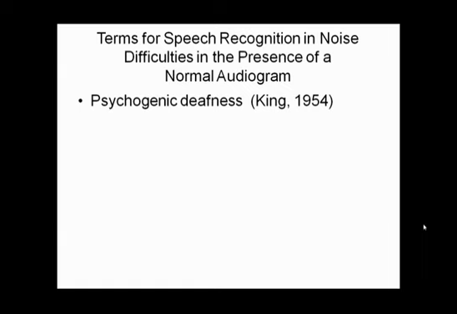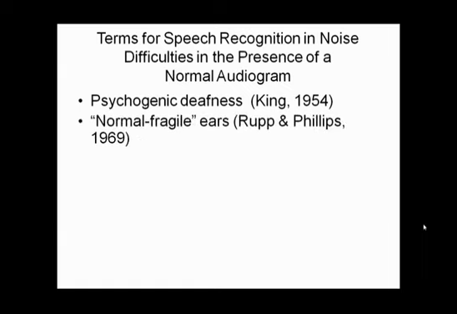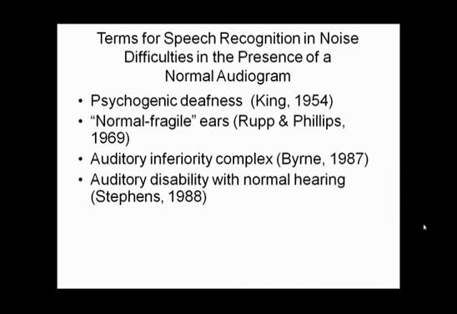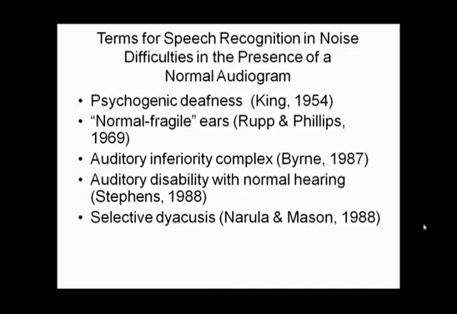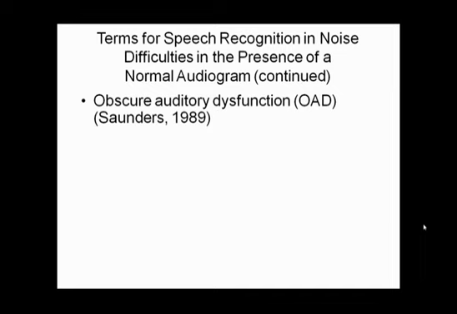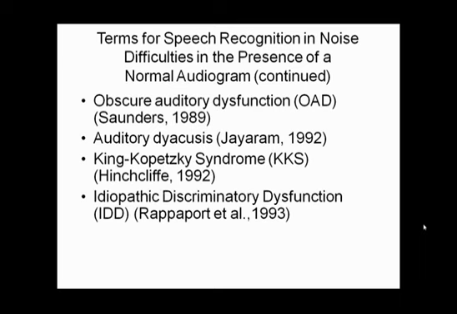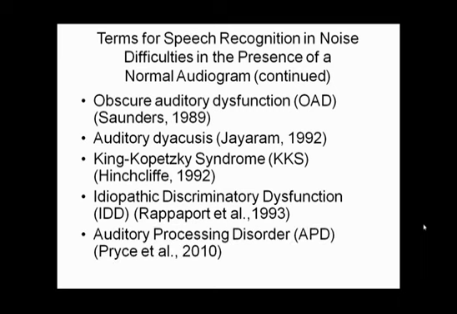These terms include psychogenic deafness, normal fragile ears, auditory inferiority complex, auditory disability with normal hearing, selective dysacusis, obscure auditory dysfunction, auditory dysacusis, the King-Kopetzky syndrome, named in part after Dr. King from that 1954 paper, idiopathic discriminatory dysfunction, and it has also been called an auditory processing disorder.